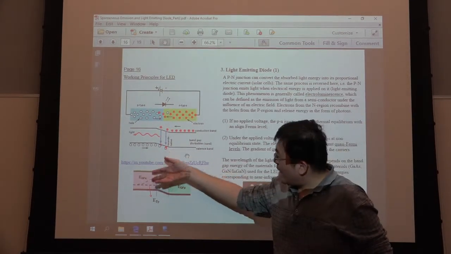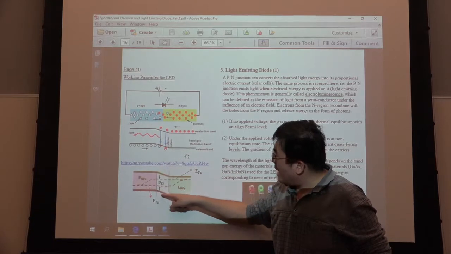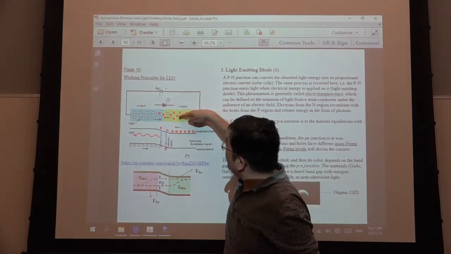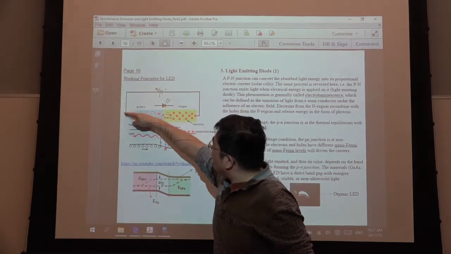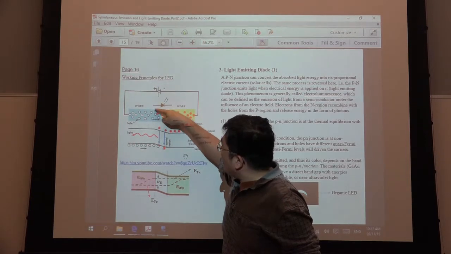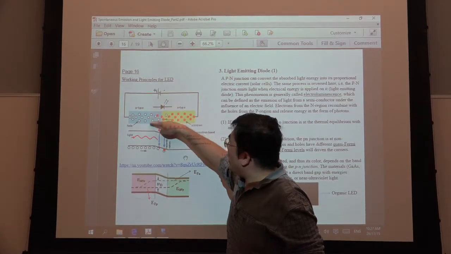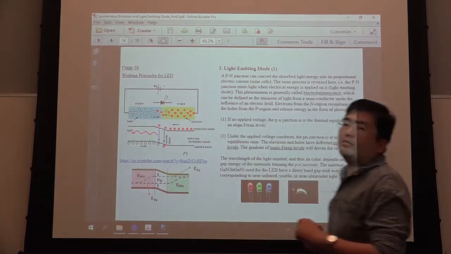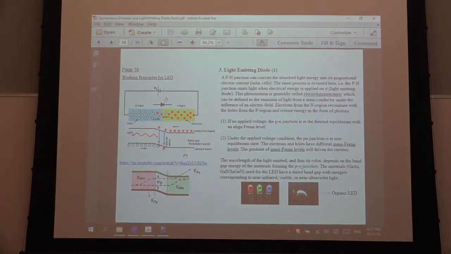They can recombine and emit light at this depletion region. The electron from the N type side and the hole from the P type side recombine with each other and emit photons around the depletion region. This is the working principle for LED.